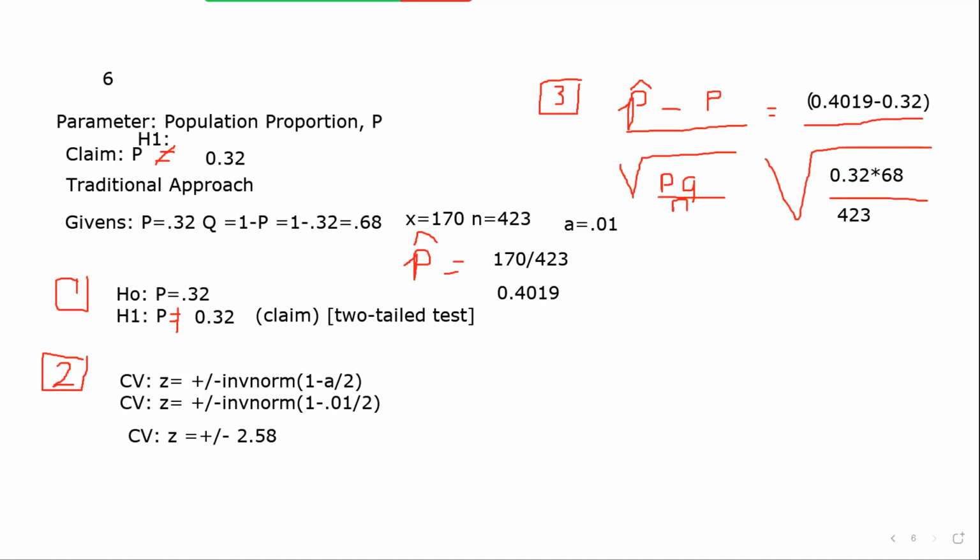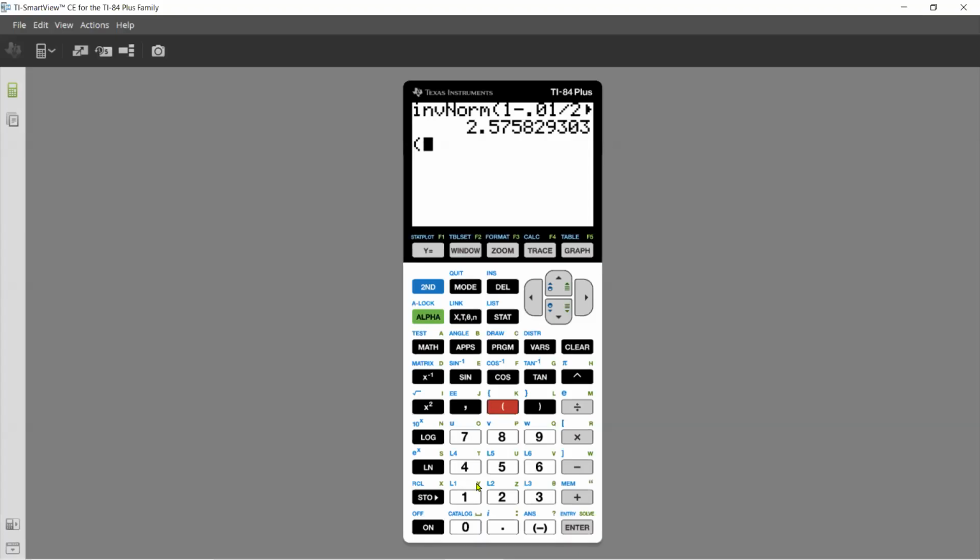So we have, let's open a parenthesis. We have 0.4019 minus 0.32. Close parenthesis, divide, second square root. This is 0.32 times 0.68 over 423. Questions about that so far?